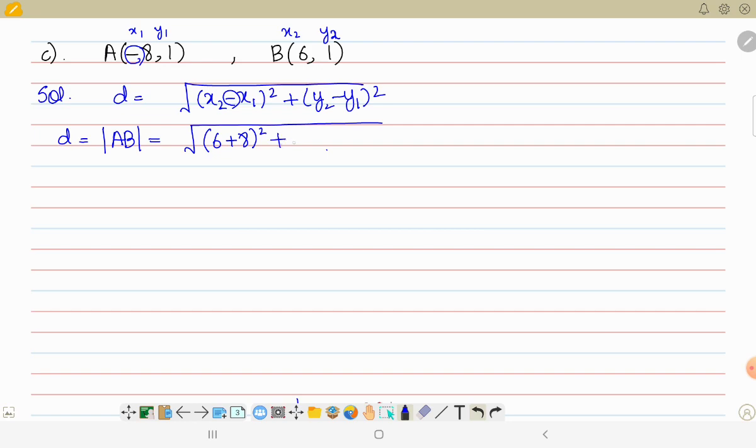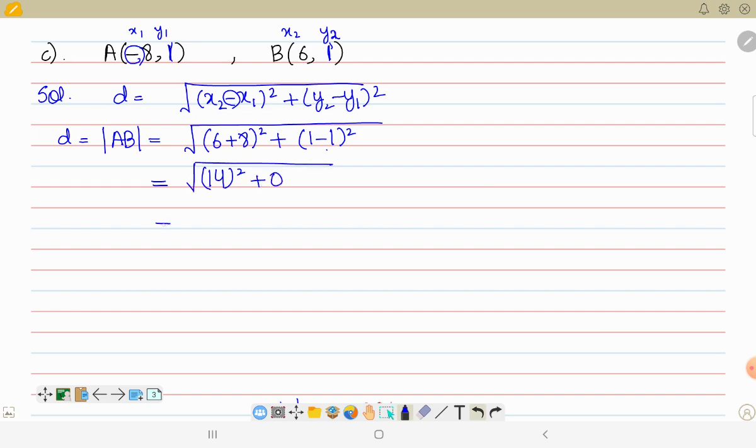and 1 minus 1 whole square. Here y2 is 1, y1 is 1, so 1 minus 1. So 6 plus 8 becomes 14 whole square, and here we are having 0. So it will be square root of 14 square, which is 14. Let's apply the distance formula in one more sum.